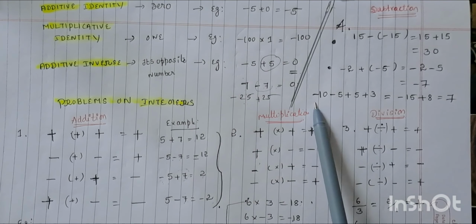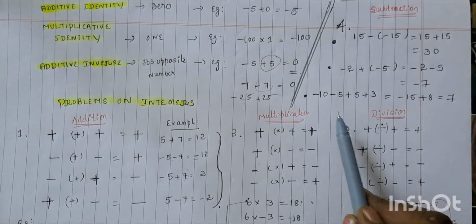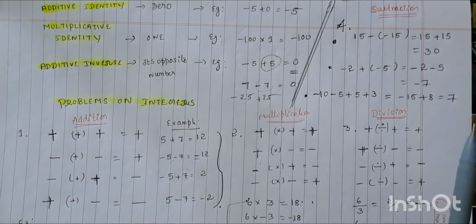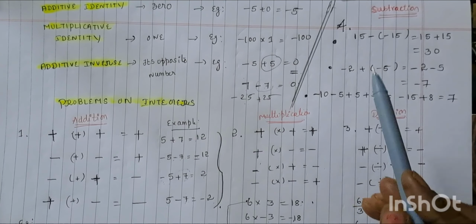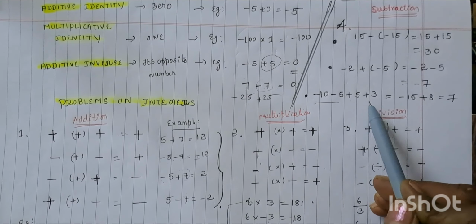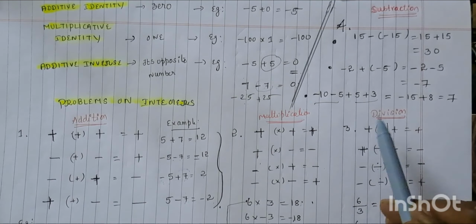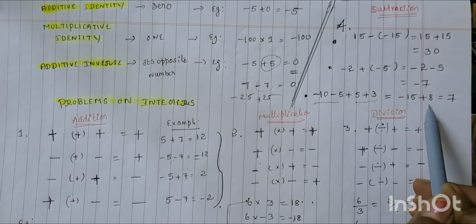Suppose more than 2 numbers are given. How to do it? Minus 10, minus 5, plus 5, plus 3. In this type of problem, I have given only single digits, but the same rule applies for double digit or triple digit numbers, whatever they may be. First you club the negative signs, then you club the positive signs. So minus 10, minus 5 becomes minus 15. Plus 5, plus 3 becomes plus 8.